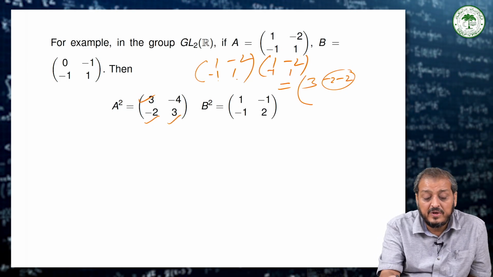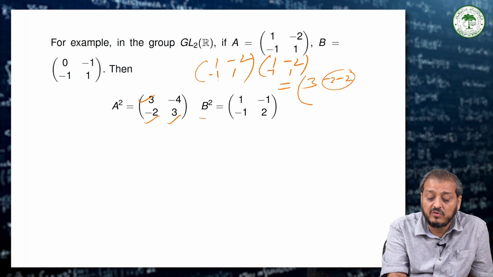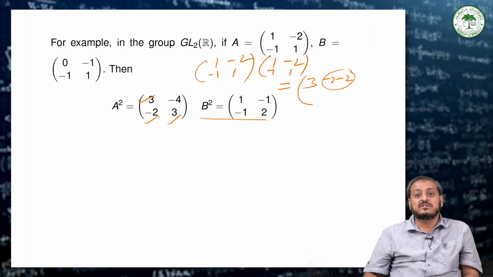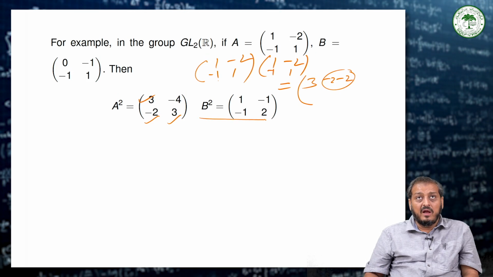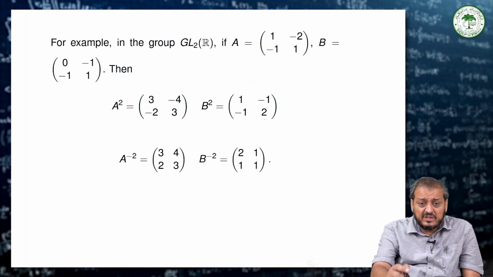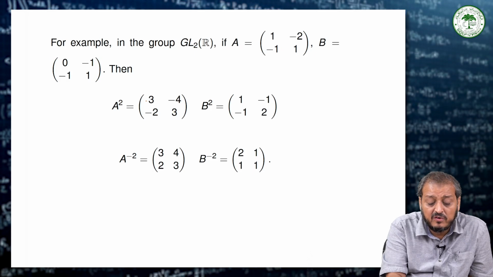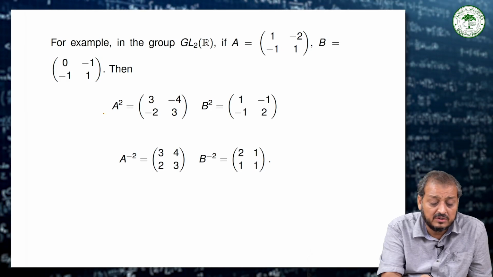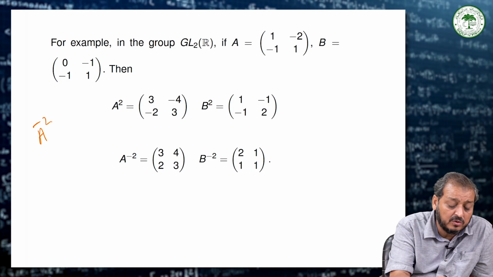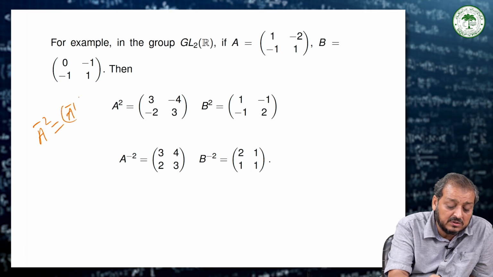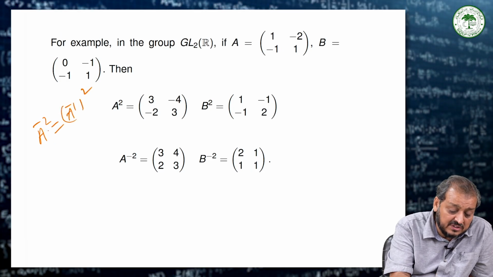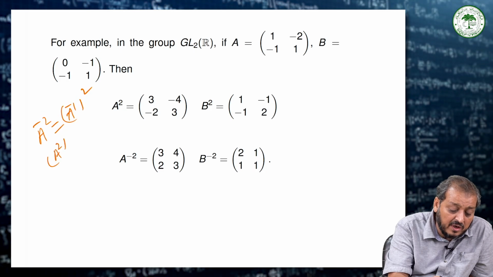Similarly for AB square, we calculate B square, and this matrix comes out in this form. And you can see we take the inverse of this. The inverse of this is simply the inverse. We can say that A to the power minus 2 is equal to (A inverse) square, or we can say (A square) inverse.